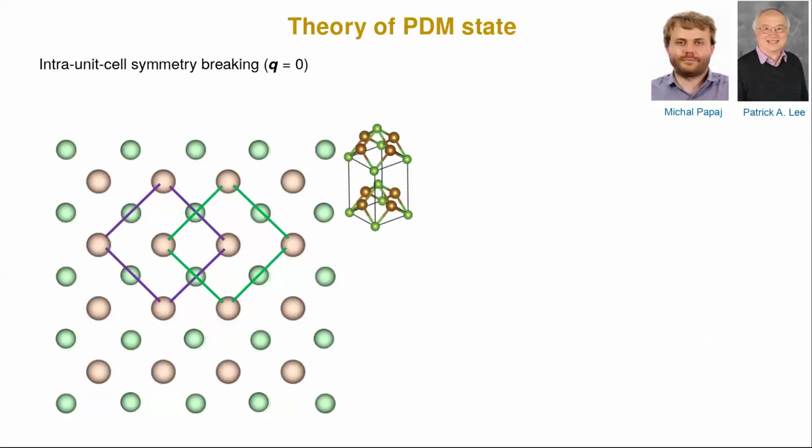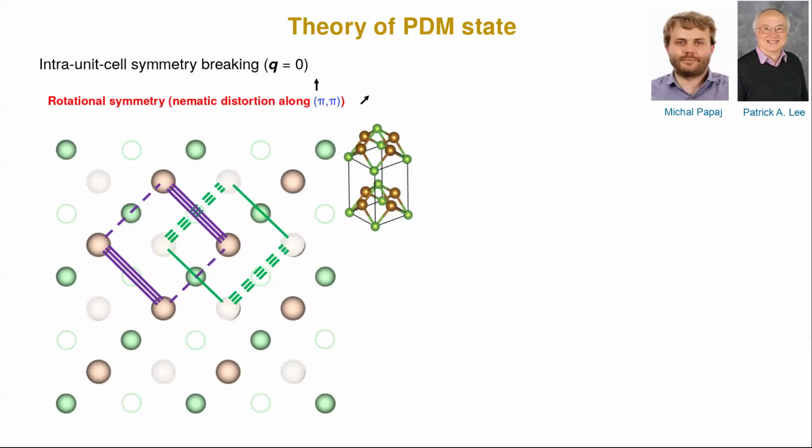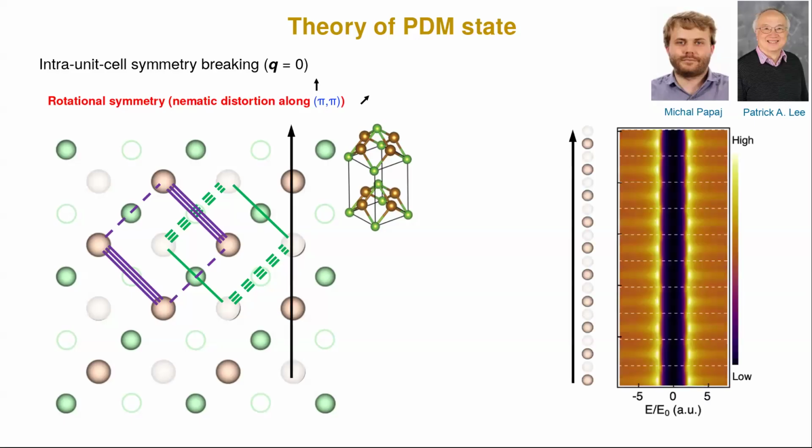To explain this behavior, we collaborated with Michal and Patrick, who figured out that if you introduce a model which breaks glide mirror symmetry, and in addition introduce the nematicity, you would get exactly the same result as we observed. Essentially, if you assume there is a nematic transition happening along the pi direction, the diagonal direction pointed out here by the vertical line, you would explain the observations that we saw.